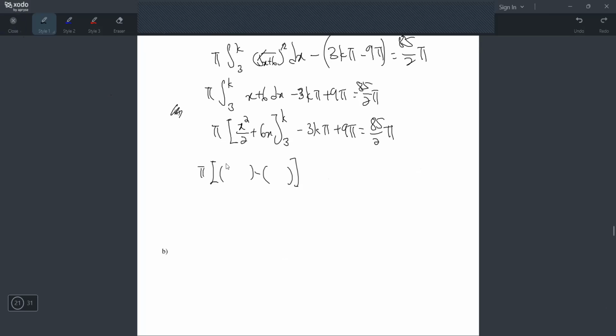Okay, substitute k inside, you will get k squared over 2 plus 6k. Substitute 3 inside, you will get 9/2 plus 18, because 3 squared is 9, 3 times 6 is 18. And then minus 3k pi. This one is just equal only. The back one just copy, right?